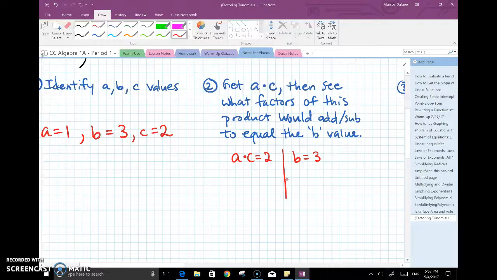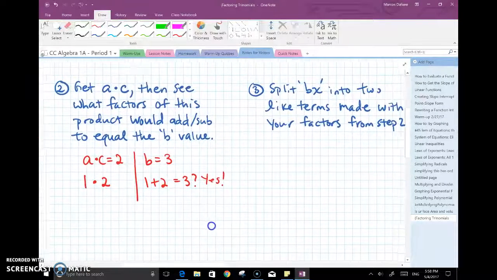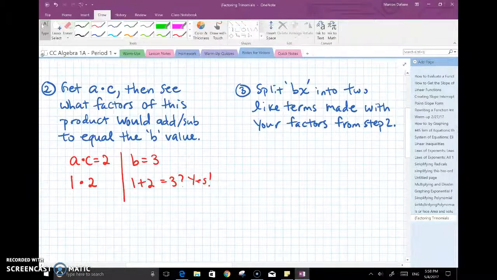Being a 2 makes it easy because that's a prime number. So only 1 times 2 makes 2, and if I test it out, 1 plus 2, does that equal 3? The answer is yes. And because the answer is yes, we're going to now use our 1 and 2 in step 3, which is to split our bx term, the middle term, into two like terms made up of our factors.